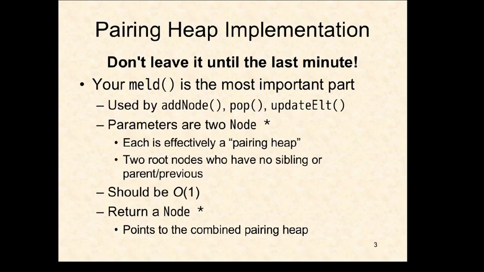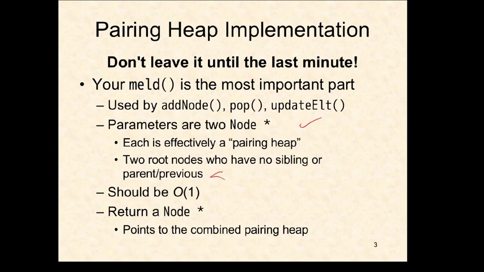And your meld function, these are recommendations. Well, not all recommendations, it really does have to receive 2 node pointers. That's got to be done. And those 2 node pointers, in your mind, they should represent the root of a pairing heap, meaning those root nodes have no sibling, they have no parent or previous, whichever you decide to do.